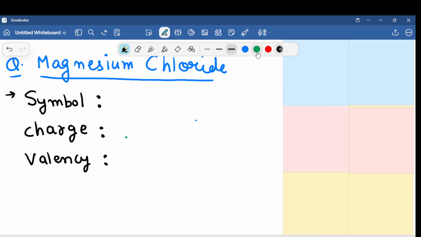So let's start by writing the symbol of magnesium, Mg, right? And symbol for chloride is Cl.